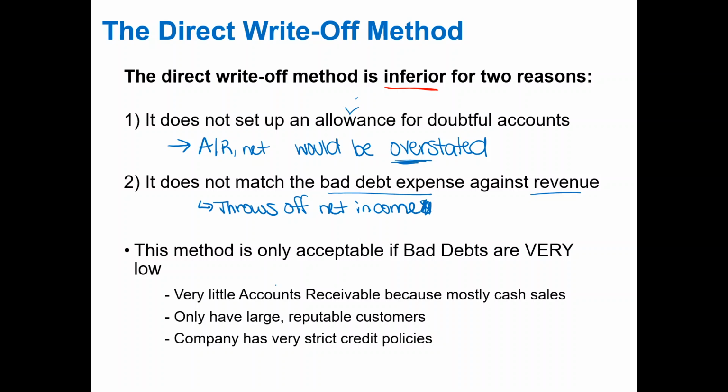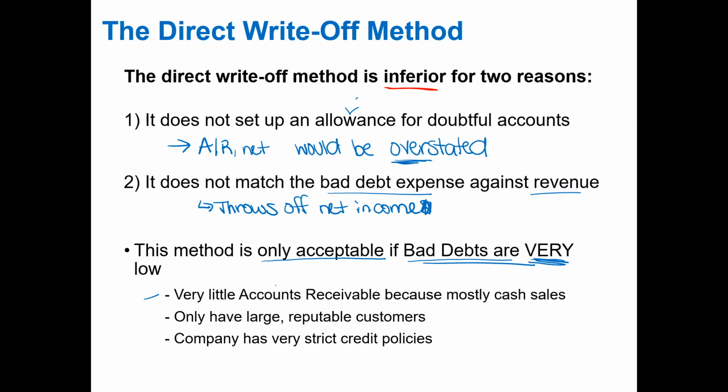Okay, so because of this, the direct write-off method is only acceptable in very limited situations, and this is when bad debts are very low. So if you don't think you're going to have much for bad debts or customers who can't pay, then having no allowance isn't as big of a deal because it's not a material dollar value. So if you really rarely have bad debts, it doesn't make that big of a difference if you haven't estimated them. So a couple examples of when a company may have very low bad debts.